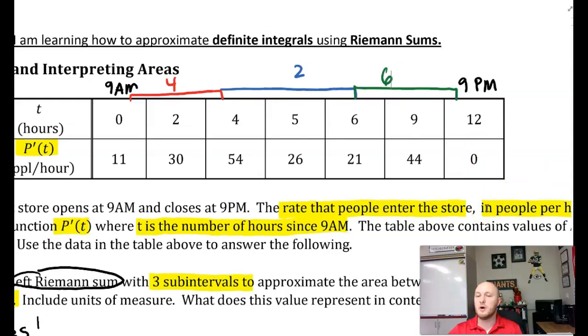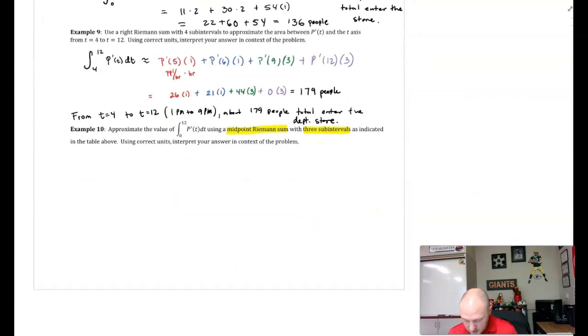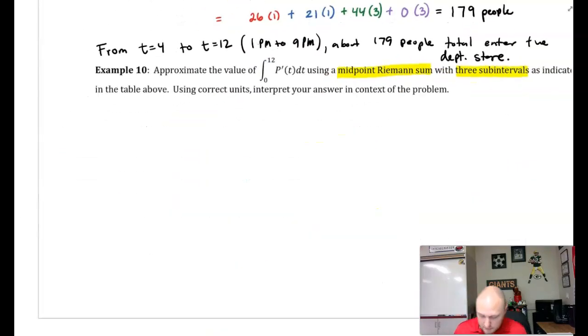And then also they want midpoint. So where are our heights going to come from? Well, the midpoint of our first rectangle is 30. The midpoint of our second interval is 26. And the midpoint of our third interval is 44. So there are our heights. Okay, let's go ahead and approximate this and try this example out.